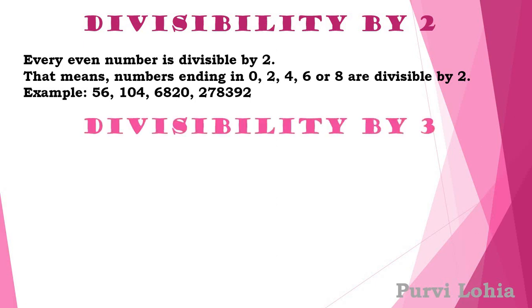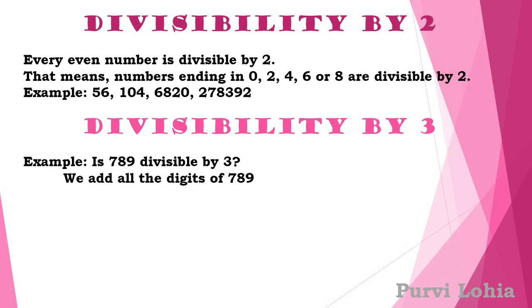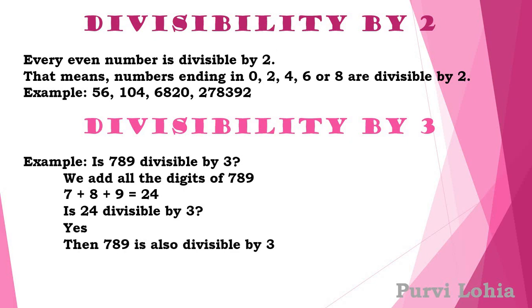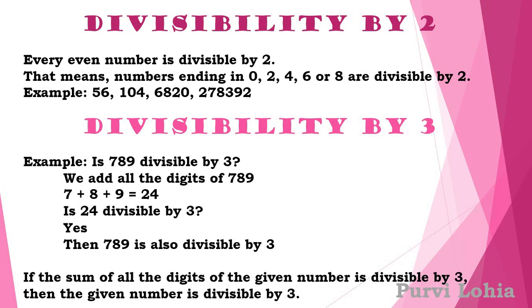Now next, divisibility by 3. Example, is 789 divisible by 3? Now what you do in this case, we add all the digits of 789. So 7 plus 8 plus 9 is 24. And is 24 divisible by 3? Yes, 3 8s are 24. So 24 is divisible by 3. So 789 is also divisible by 3. Understood? That means if the sum of all the digits of the number is divisible by 3, then the given number is also divisible by 3.